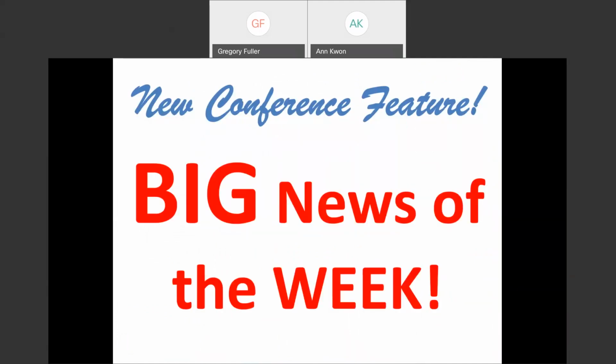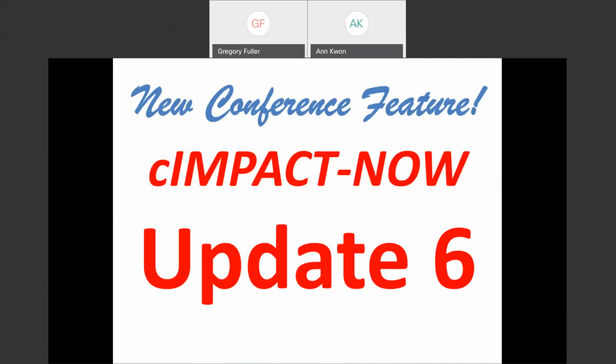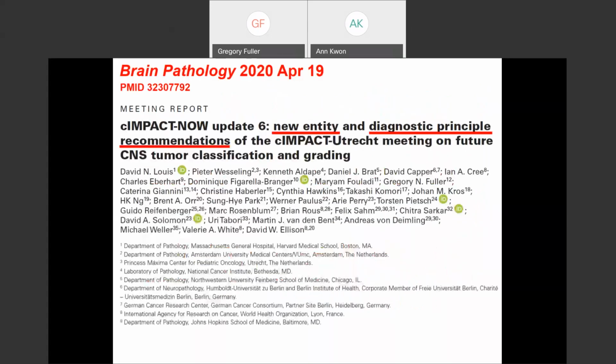Okay, I'm going to call this the big news of the week. I'm not sure when we're going to have big news again, but we had some really big news this week in oncologic neuropathology or neuro-oncology, and it's big for everyone. Do you know what that big news was? The cIMPACT-NOW Update 6 is out. EPUB before print, it is out. Here we go, Brain Pathology, April 19, cIMPACT-NOW Update 6.